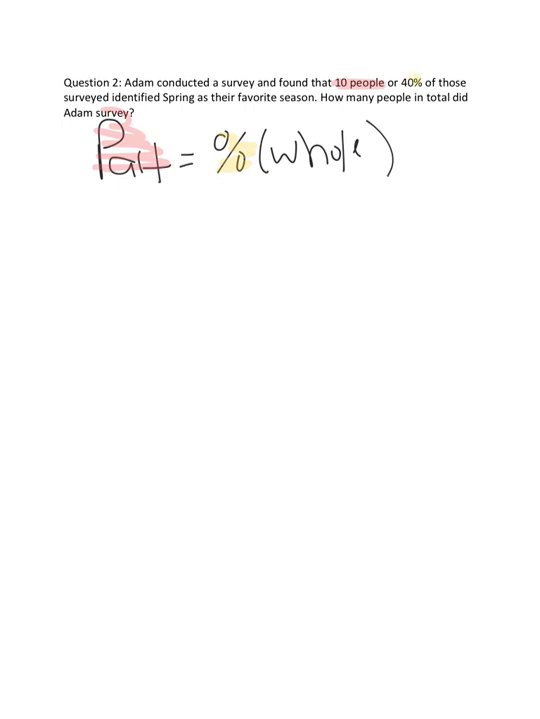For our whole, we actually don't know what the whole amount is. It's going to ask us how many people in total, the whole amount, did Adam survey. That's going to be where our variable x goes. So we have our part, our percent, and we know the variable is going to represent the whole amount. Now we're ready to solve.